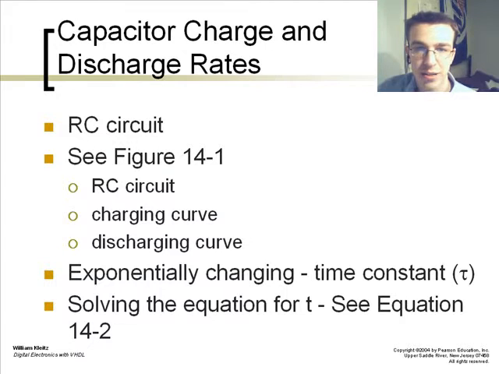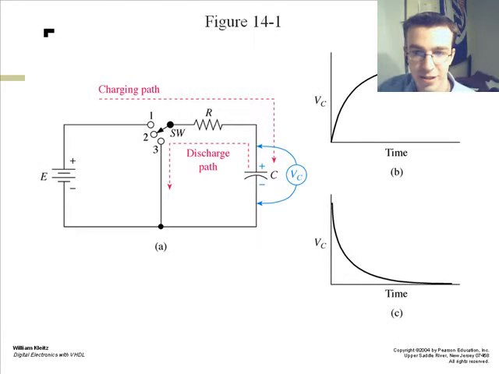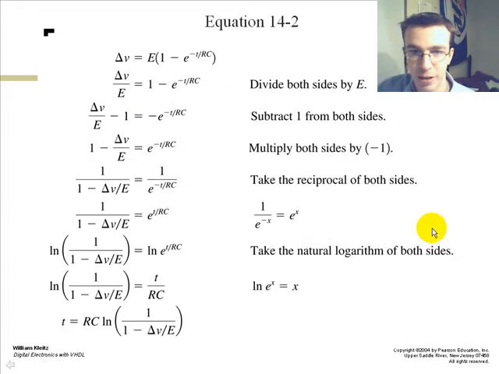The capacitor charge and discharge rates for these devices use an RC circuit. This circuit has a charge curve and a discharge curve. As shown here, you have a charging path to the capacitor and a discharging path, depending on where the switch is located. You have your VC versus time graph with the charging curve, and the VC versus time graph with the discharge curve, which discharges and charges at an exponential rate.